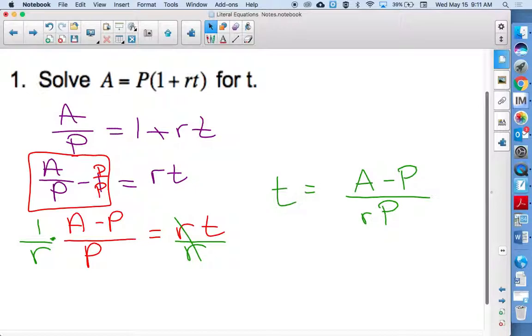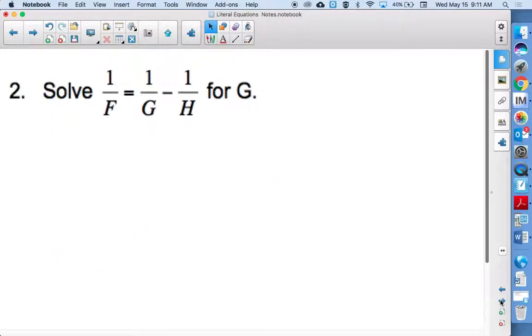Questions? So that's using concepts we've done throughout all the year, just trying to isolate a variable using proper algebra. So looking at number 2, we have 1 over F equals 1 over G minus 1 over H. It asks you to solve for G. Again, a couple of different ways that you could approach this. So there's not necessarily one correct method, but you have to use correct algebra.